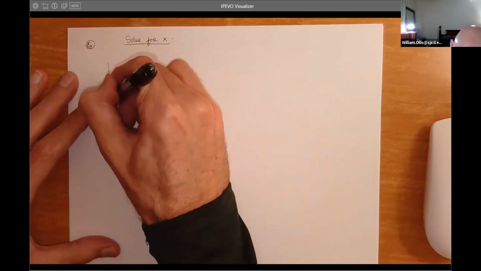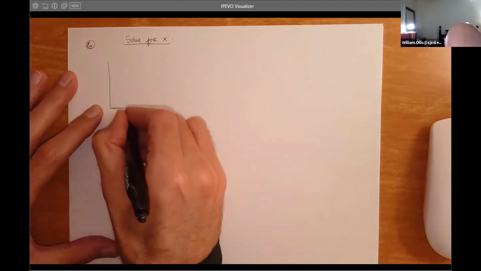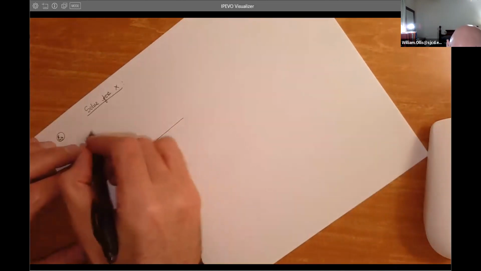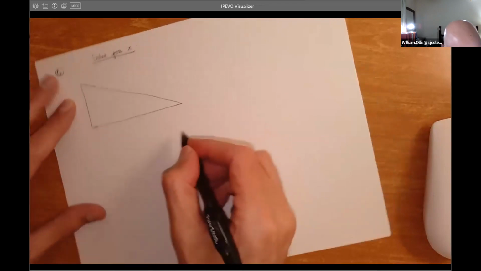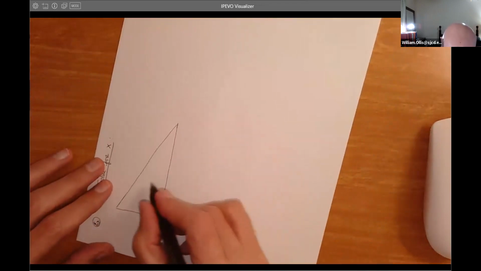Now, here's what's given, ladies and gentlemen. We have triangles within a triangle. So we have a large right triangle. Feels like we're in an English class with all the terms that we have to use. Triangle.